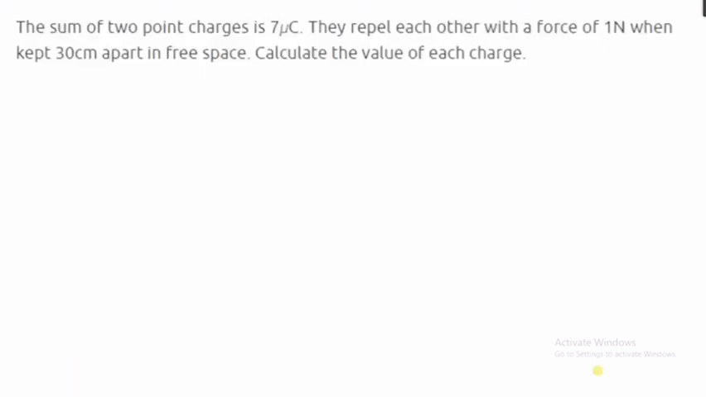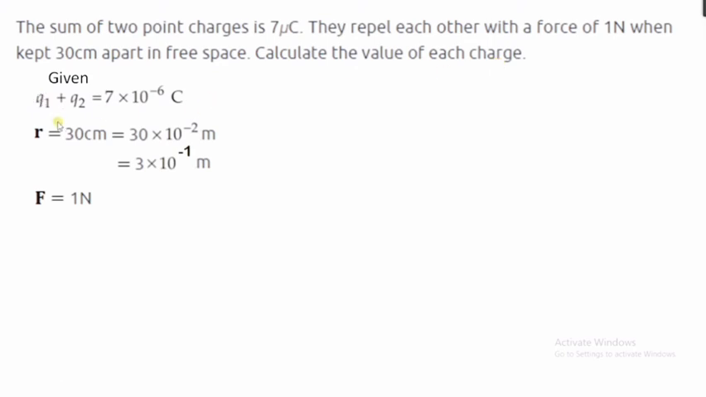Now the next question. The sum of two point charges is 7 microcoulomb and they repel each other with a force of 1 Newton when kept 30 centimeter apart in free space. Calculate the value of each charge. So here given is q1 plus q2, that is 7 microcoulomb. Micro is 10 to the power minus 6, and distance is given as 30 centimeter. Centi means minus 2, so because of this 0 I'll get minus 1. So 3 into 10 to the power minus 1 meter, and force is given as 1 Newton. So we have to find q1 and q2.